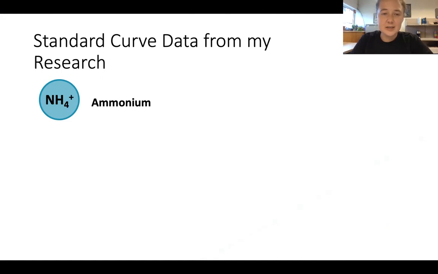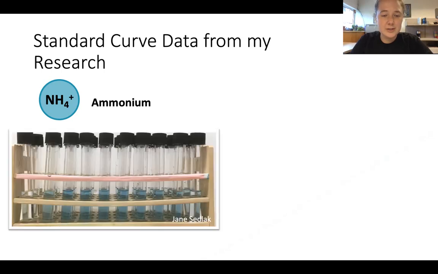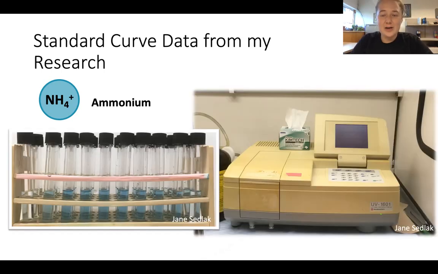So as I mentioned, this lesson plan is based off of data from my own research, specifically how to measure ammonium, which is a type of nitrogen found in water. And how we measure ammonium, which we can't see, is by converting it to this other compound that is visibly blue, and then measuring the absorbance of that blue compound on a UV spectrophotometer.